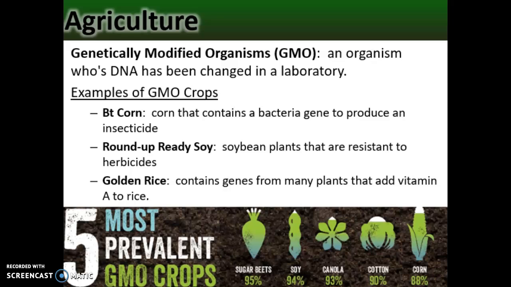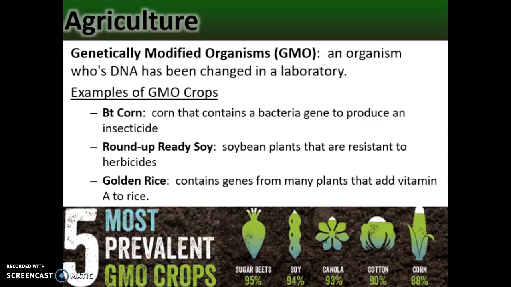GMO stands for Genetically Modified Organism, and this is an organism whose DNA has been purposely changed in a laboratory. There are plenty of examples of genetically modified crops that we encounter on a day-to-day basis. One example is BT corn. BT corn is a corn that contains a gene from a bacteria. This bacteria gene allows the corn to produce its very own insecticide.